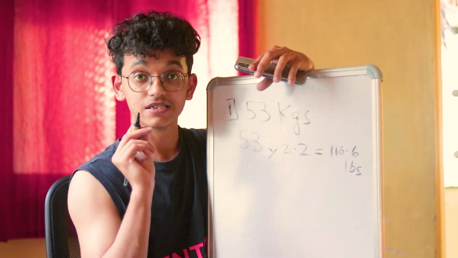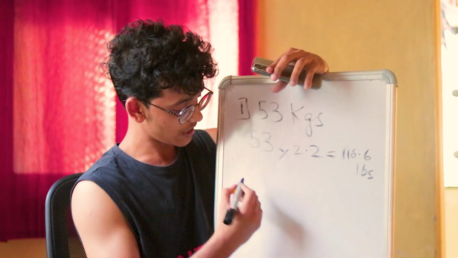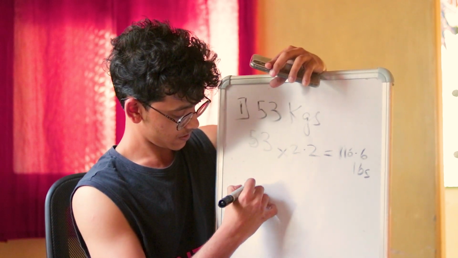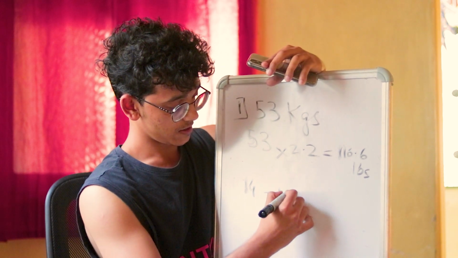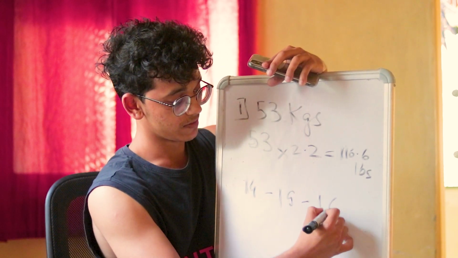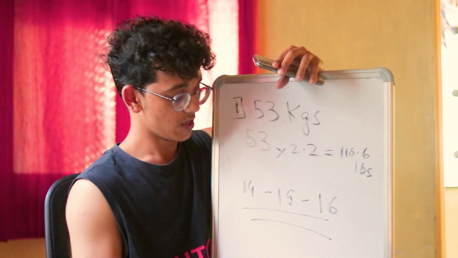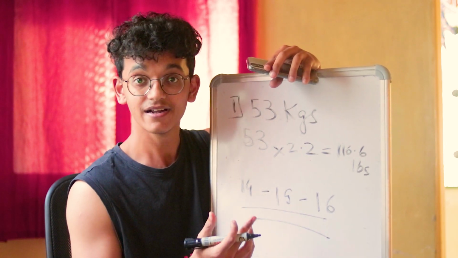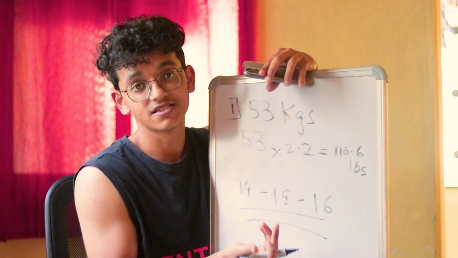Now remember this golden metric. What you have to do is just remember these three numbers: 14, 15 and 16. These are the three numbers that you have to understand. So what are these numbers?